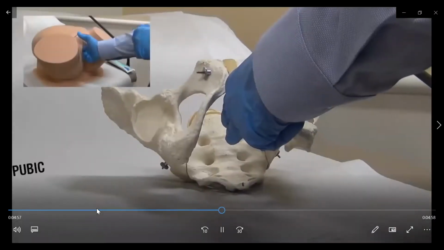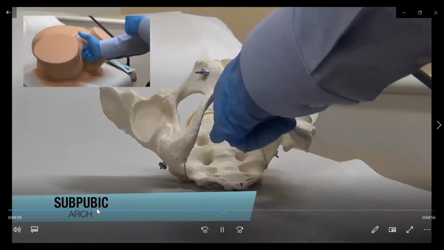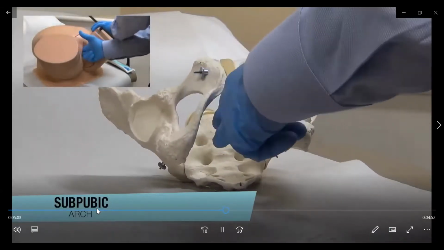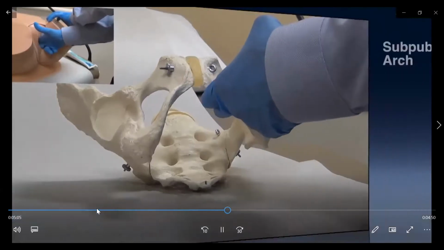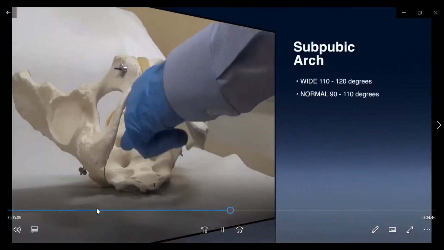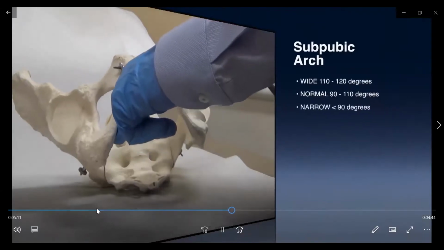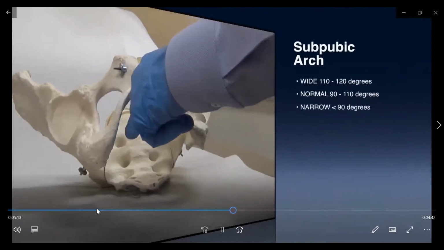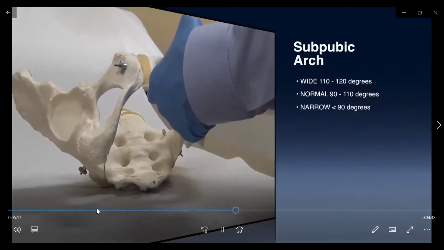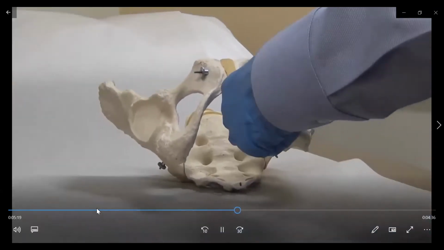Finally, the subpubic arch is examined. This can be performed by palpating the inferior aspect of the pubic bone and estimating the arch. An arch greater than 90 degrees and less than 110 degrees is normal, and an arch less than 90 degrees is narrow. This is the final assessment of the pelvic outlet.